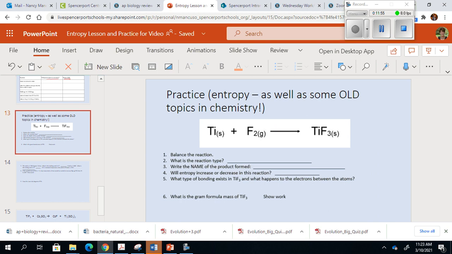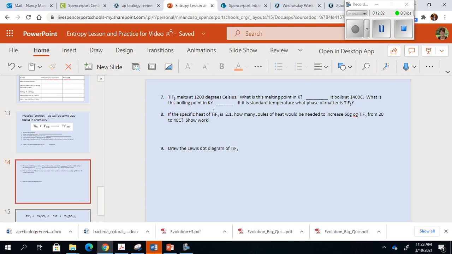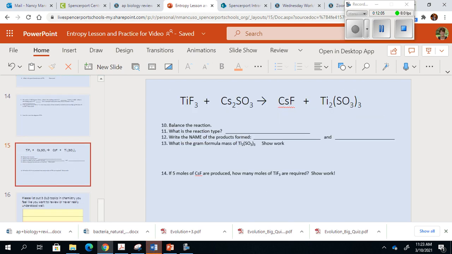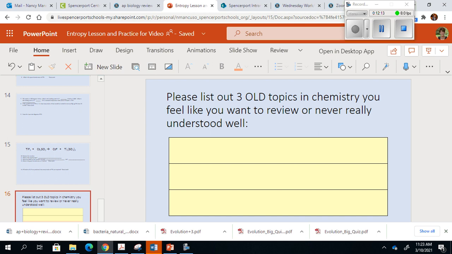What I have done here is I have built in a little bit of entropy, but a lot of basic chemistry review. So I want you to go through these 3 slides and answer all the questions, draw out the Lewis dot diagrams, figure out the moles, any of those things. And then the last slide that I want you to do is tell me 3 old things in chemistry that you feel like, you know what, every time this comes up, I always need some help with it. So what things do you want us to review that you feel like you never really understood that well?